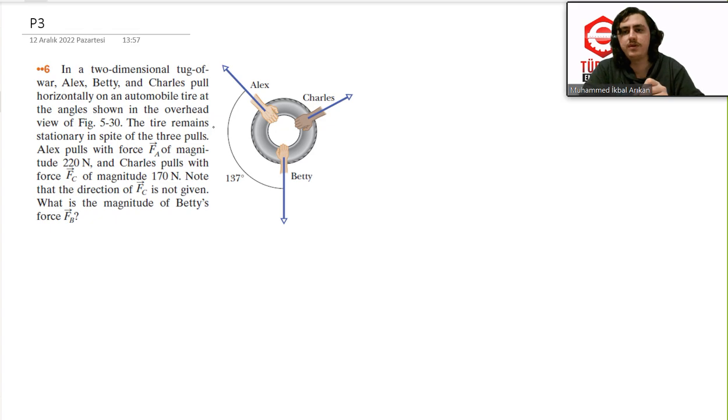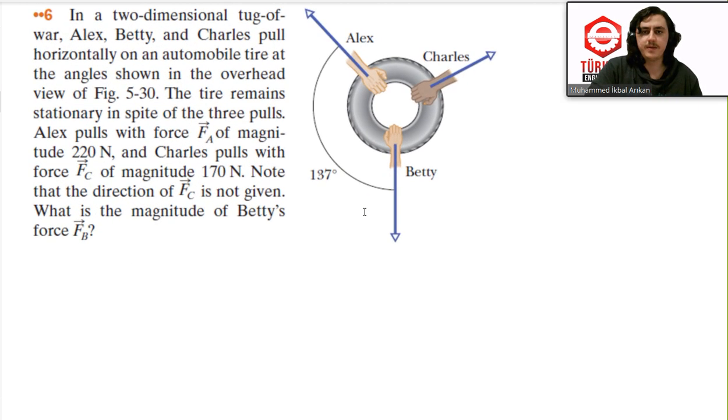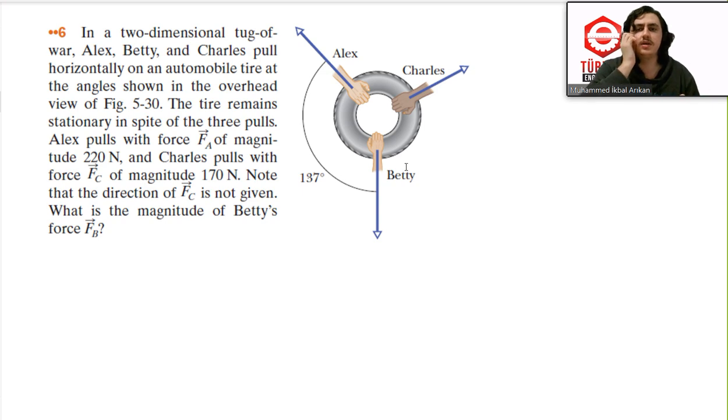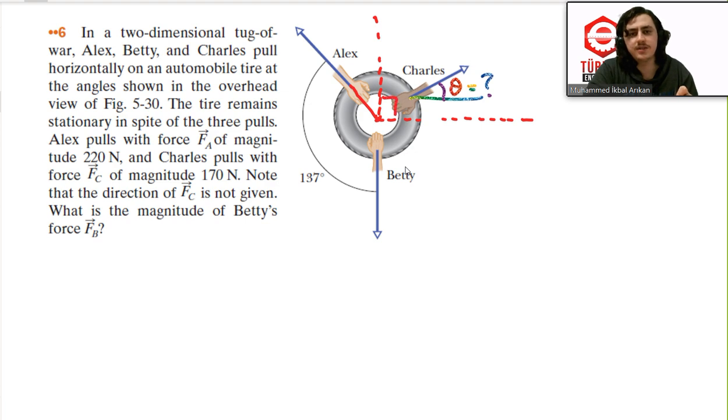The last force for the net forces. So we have a two-dimensional tug-of-war. So Charles is pulling in this way, and Alex and Betty are pulling down. And I know that the angle between Betty and Alex is 137. So here the same case. Here I have an alpha, or let's say theta, but I don't know what theta is. But the angle, just put the x-axis and y-axis. Okay, the angle which is Alex pulling, so it is just 90 degrees plus something. I don't know this one.